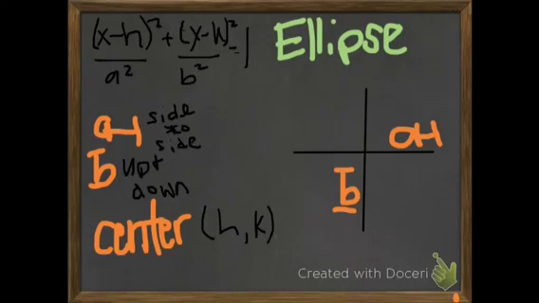The first conic we're going to work on is the ellipse, and the equation is up in the corner for you. Okay, so to go side to side, you're going to go to a, which is the square root of a squared, and to go up and down, you're going to look at b, which is the square root of b squared. And the center is h, comma, k, which it is for all of the conics.